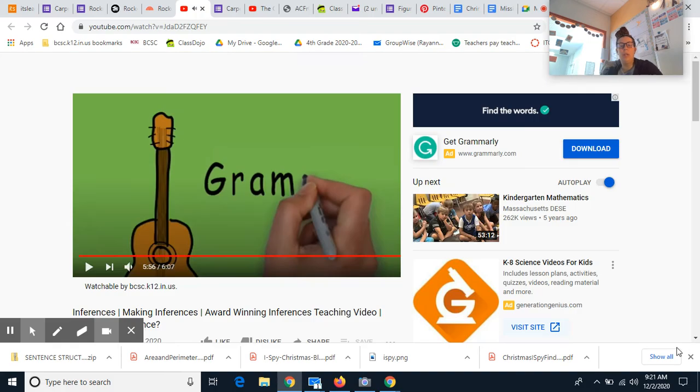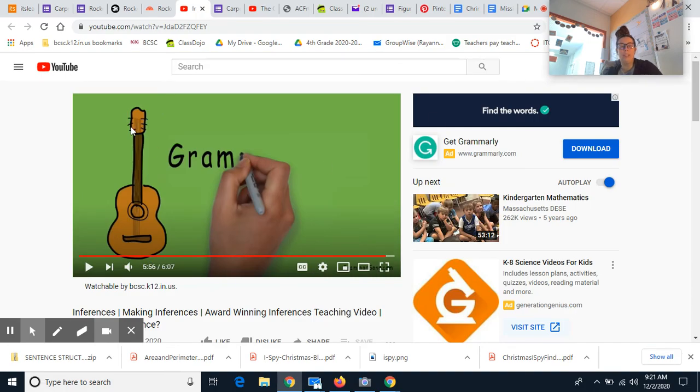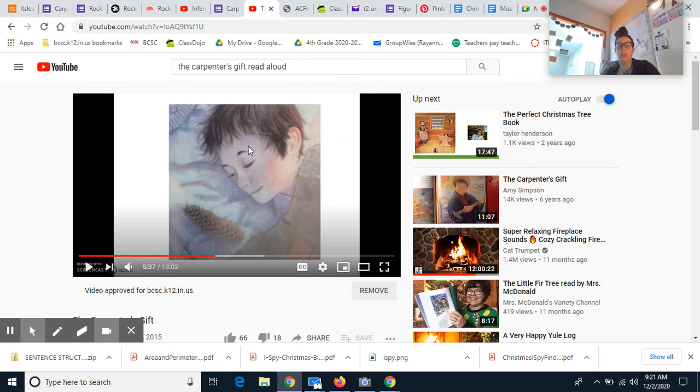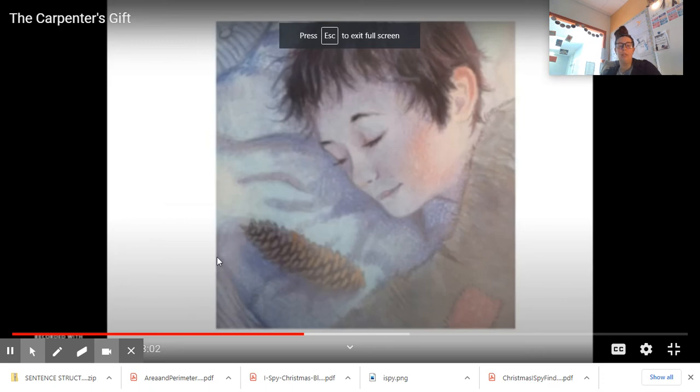Okay, so we have come to find that inferences are drawing conclusions based on text evidence and what we already know. So we're going to real quick look at this again. It says, what can we infer from text evidence and what we already know about how Henry's family felt when workers showed up upon Christmas? How do you know? Okay, so we're going to take a moment. We're going to watch a little chunk of The Carpenter's Gift from the story we listened to on Monday right here for us to look at it, okay?